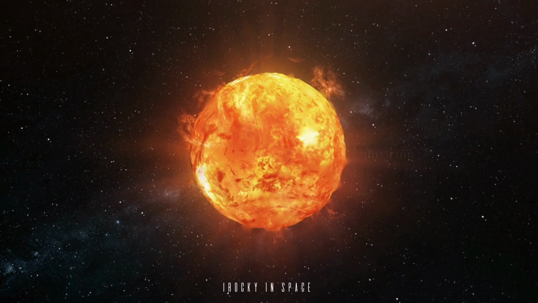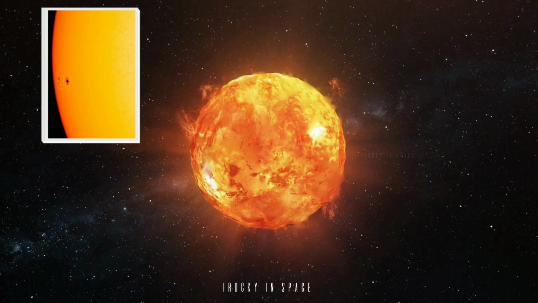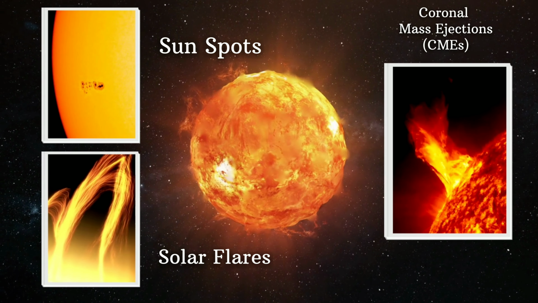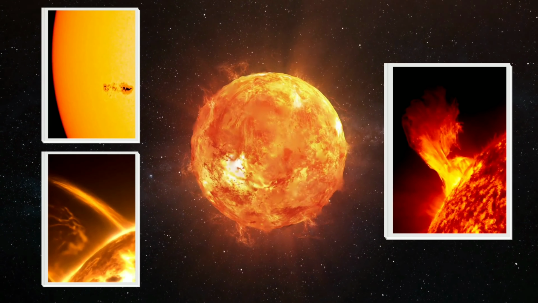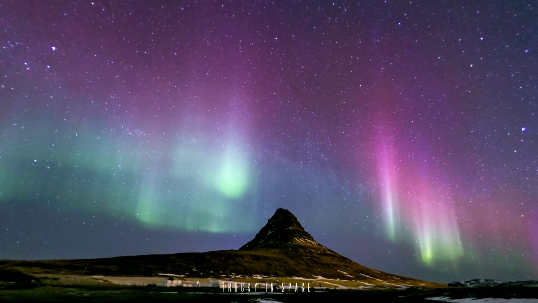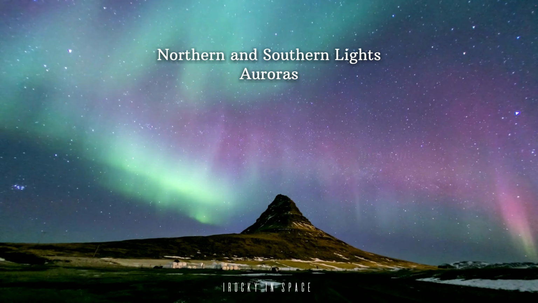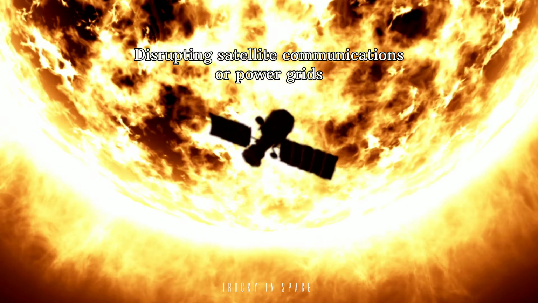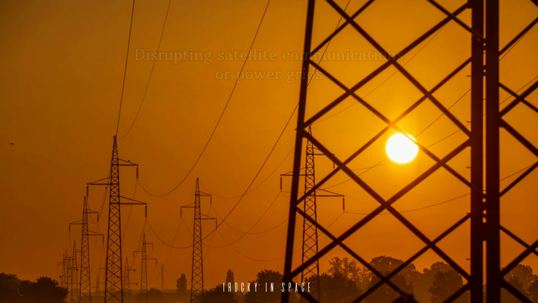Solar activity on the Sun includes phenomena such as sunspots, solar flares, and coronal mass ejections (CMEs). These events can have an impact on Earth's space environment, causing phenomena like the northern and southern lights, auroras, and occasionally disrupting satellite communications or power grids.